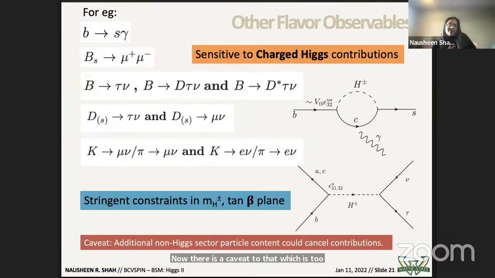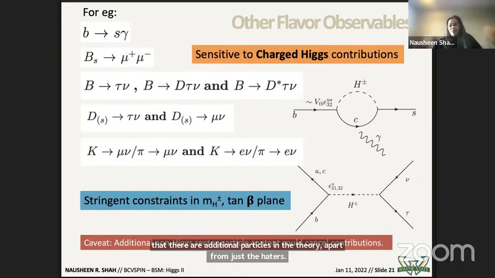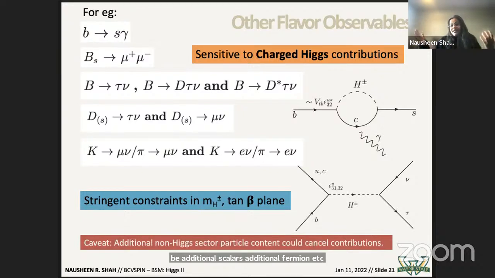Now, there is a caveat to these kind of constraints that you would get from these flavor observables, which is that this is only considering the Higgs sector, okay? Just the particle content which you get from these additional doublets. But if you have really a UV completion of a theory, you would expect that there are additional particles in the theory apart from just the Higgses, right? They could be additional scalars, additional fermions, et cetera, and they could also contribute to these kind of processes. And so in principle, you can have various cancellations that can happen.